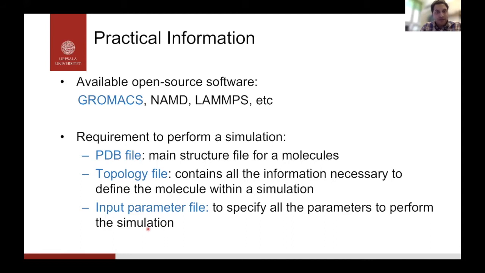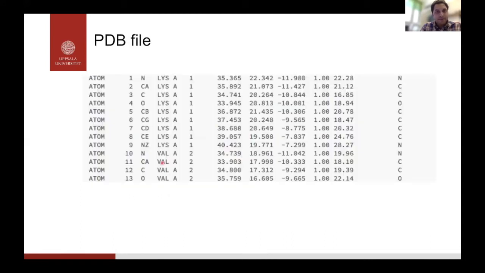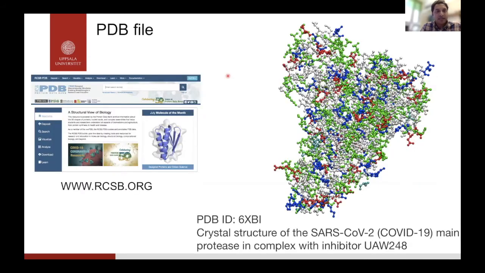So the PDB file first, the structure files. Here's an example of the structure file. It contains all the atoms, it numbers all the atoms, and it basically defines their coordinates. So it defines their X, Y, and Z location in the system. And for many proteins and other molecules, one of the common places you can find these structure files is this website called RCSB. And here is what it looks like.